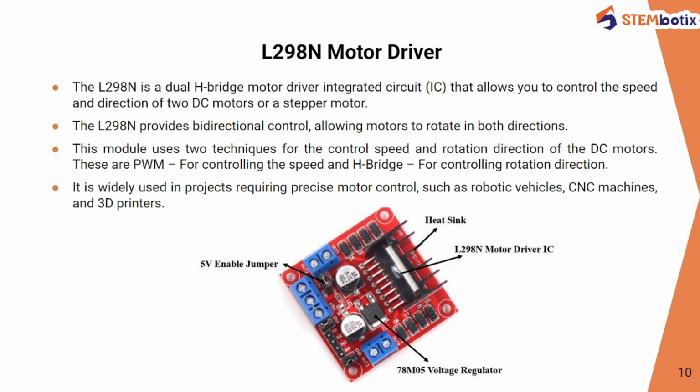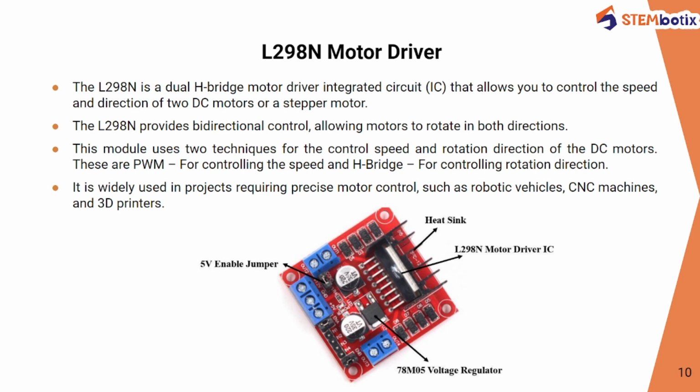If you want to get the motor at a lower speed, what you need to do is shorten the duty cycle. The shorter the duty cycle, the lower the average voltage applied to the DC motor, and that will result in decreased motor speed. So this is how you can use the PWM technique to control the speed of your DC motor.